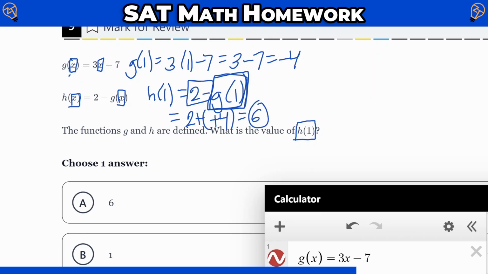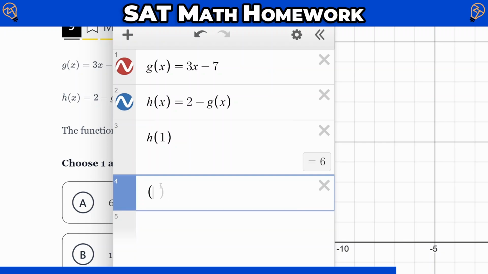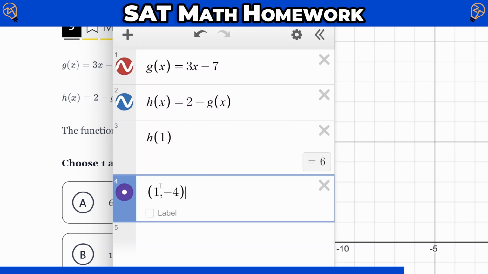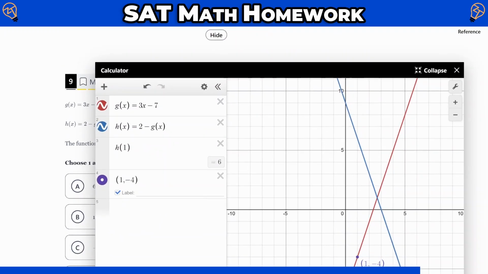Now take a look at what this really means on the graph. So we calculated g of 1 at one point and got negative 4. Now if we go here and put g of 1, we could see we get negative 4, but really what that means is you have the ordered pair 1, negative 4 on function g, which is that red graph. And we can see that.